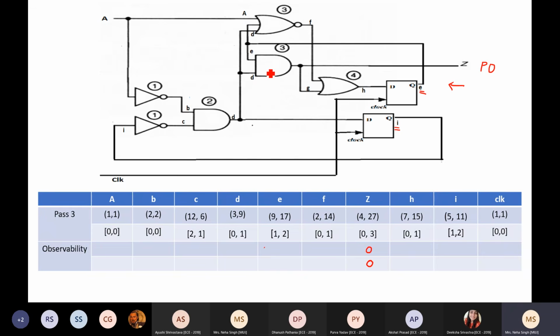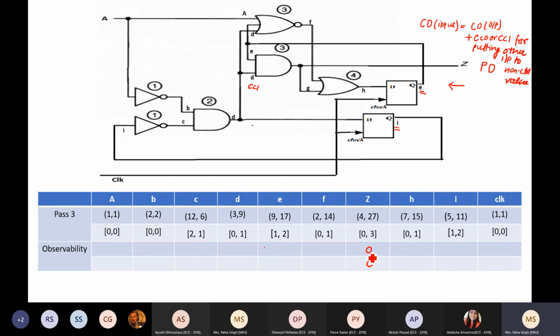This is an AND gate. For a combinational circuit, we said that the combinational observability at any input is simply given as combinational observability of the output plus CC0 or CC1 for putting other input to non-controlling value. This is an AND gate. AND gate ka non-controlling value is 1. So I should consider CC1 of D added to observability of the output terminal.